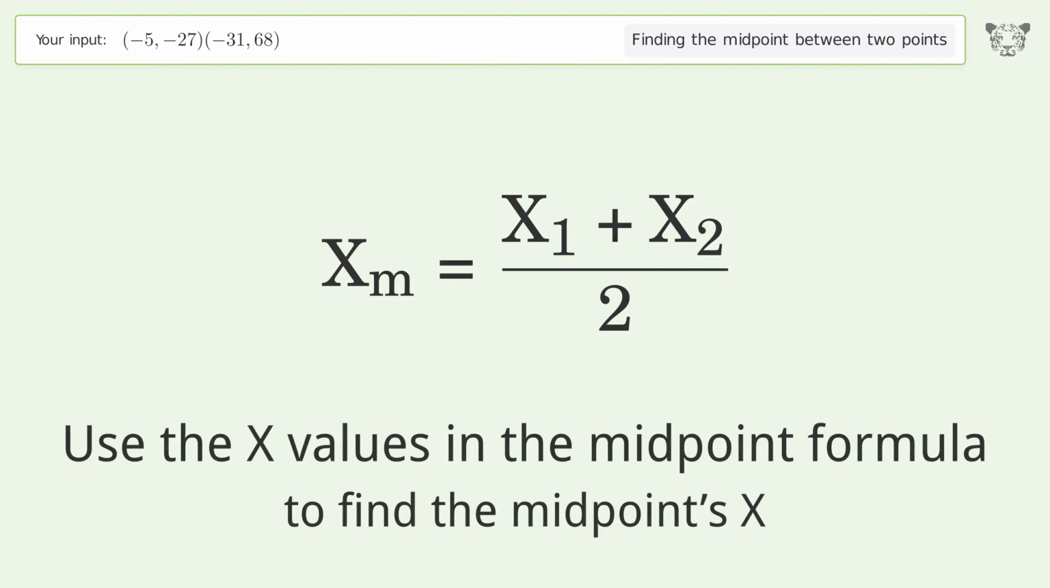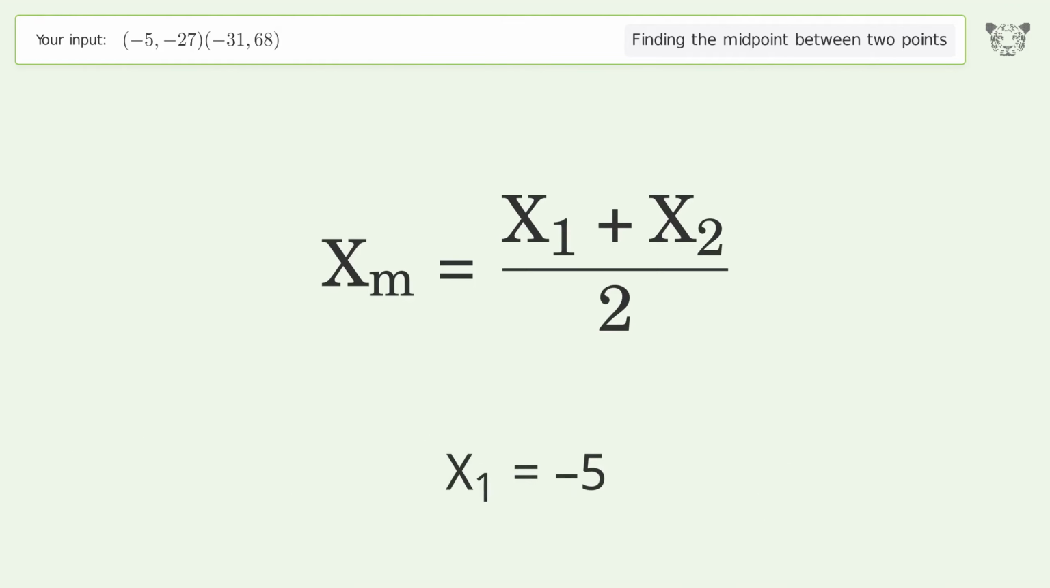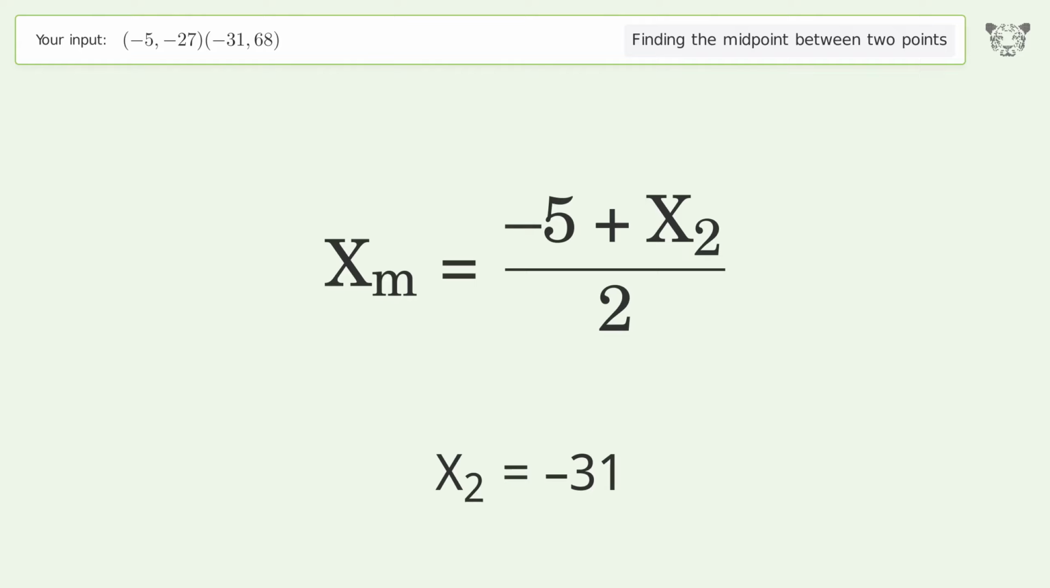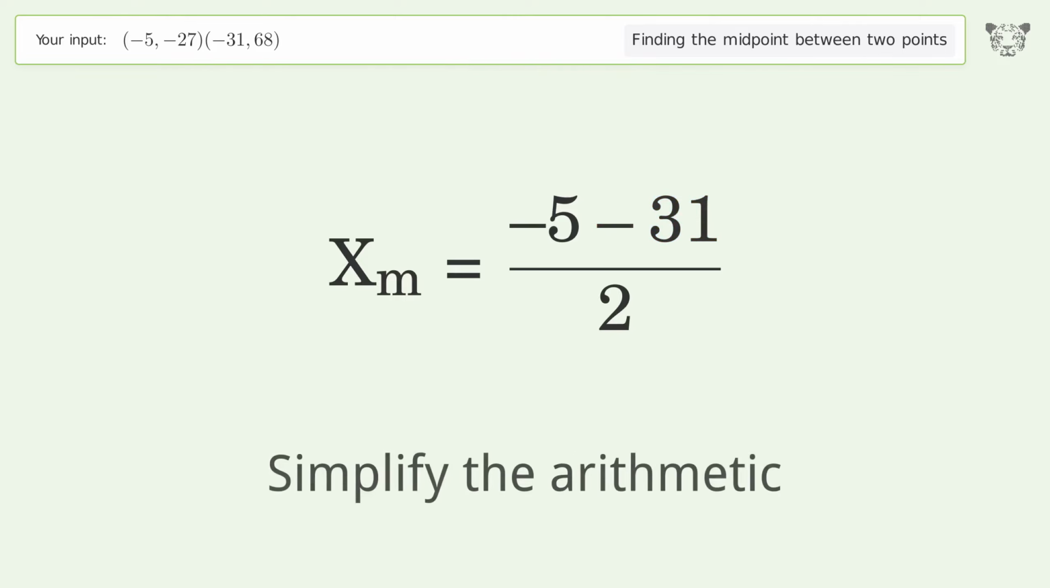Use the x values in the midpoint formula to find the midpoint's x. x1 equals negative 5. x2 equals negative 31. Simplify the arithmetic.